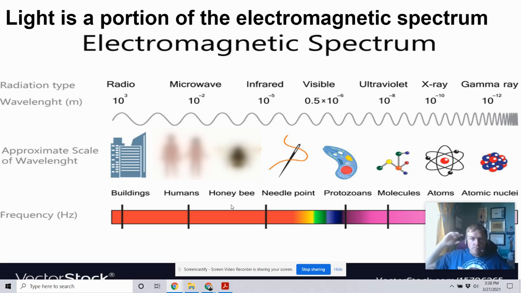Okay. So light is part of something called the electromagnetic spectrum. It's a range of electromagnetic radiation. And here's the thing. Even though light is a portion of it, all of these parts of the electromagnetic spectrum travel at the same speed in a given material, in a given medium. So the speed of light is actually the speed of the electromagnetic radiation. Radio waves are the longest. Gamma rays are the shortest.